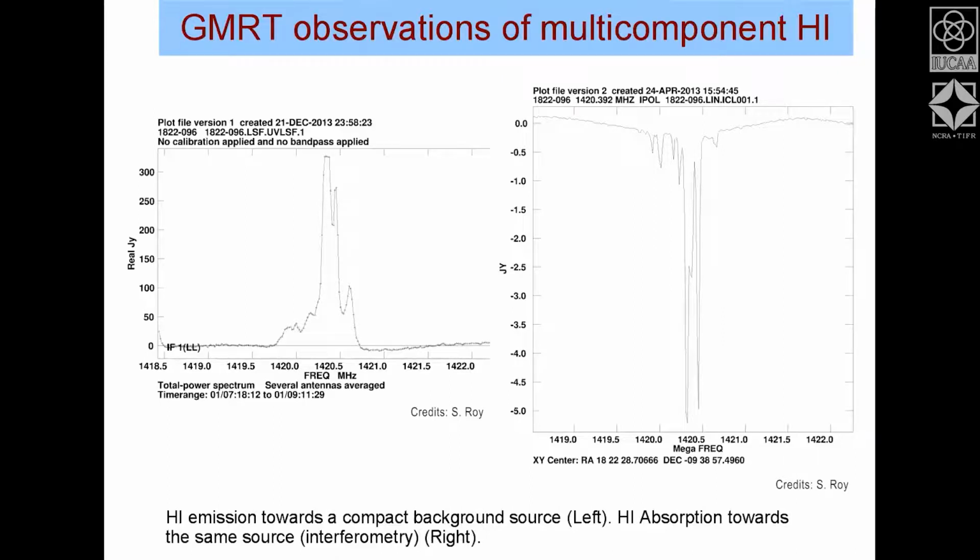There are two or three things happening here. The first thing, on the left side plot, you are looking at a general direction, which was the direction towards the compact extragalactic source called 1822-096. The beam is broad because the GMRT telescope's beam is almost half a degree. Beam means the resolution. So within half a degree, whatever hydrogen gas in our galaxy is there has contributed to the plot shown on the left.